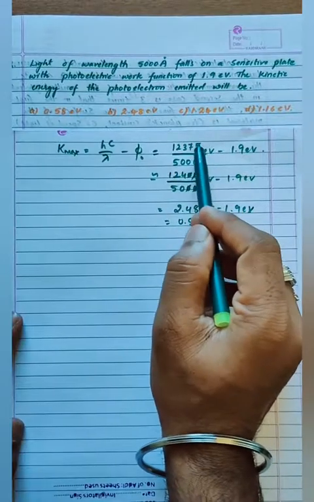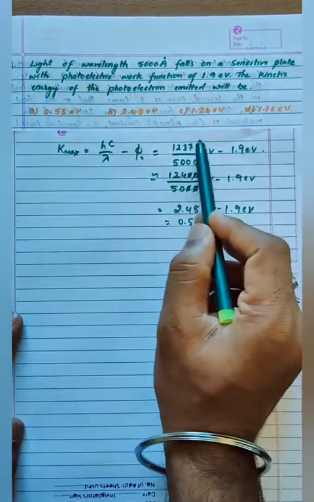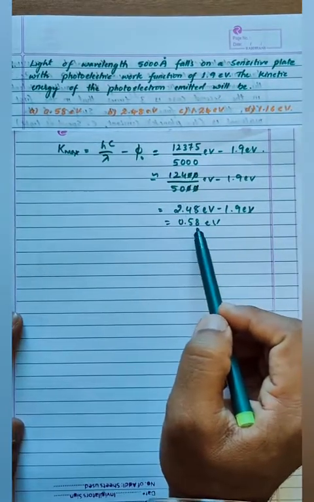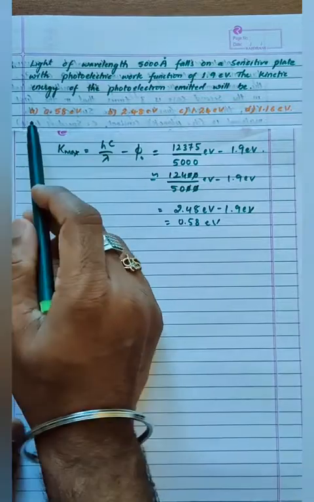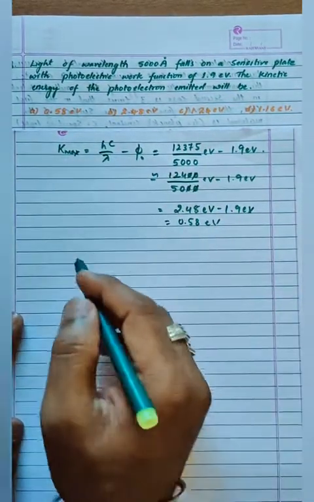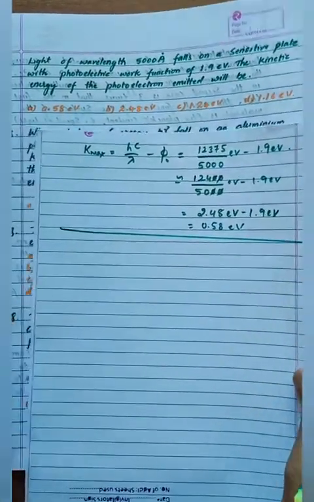Since we know this directly, instead of multiplying h, c, everything, we know this directly and by approximation we can take this answer directly. So option A is the right answer. Hope you got this. Okay, so we'll go to the next question.